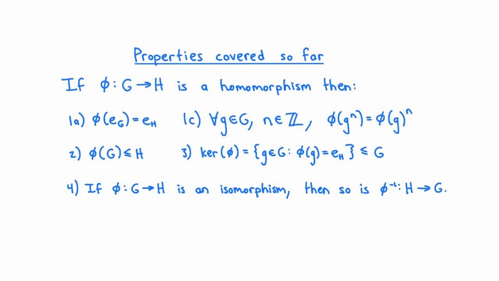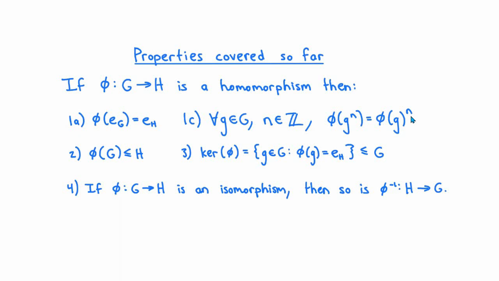Just to remind you of the properties that we've covered so far, if phi is a homomorphism from G to H, then first of all we proved that phi has to map the identity element in G to the identity element in H. Then we proved a property that we called 1b, but 1b is contained in property 1c. And 1c says that for any g in G and for any integer n, phi of g to the n has to be phi of g to the n. 1b, remember, was the special case of this property when n is equal to -1, and it said that phi of g inverse is equal to phi of g inverse.